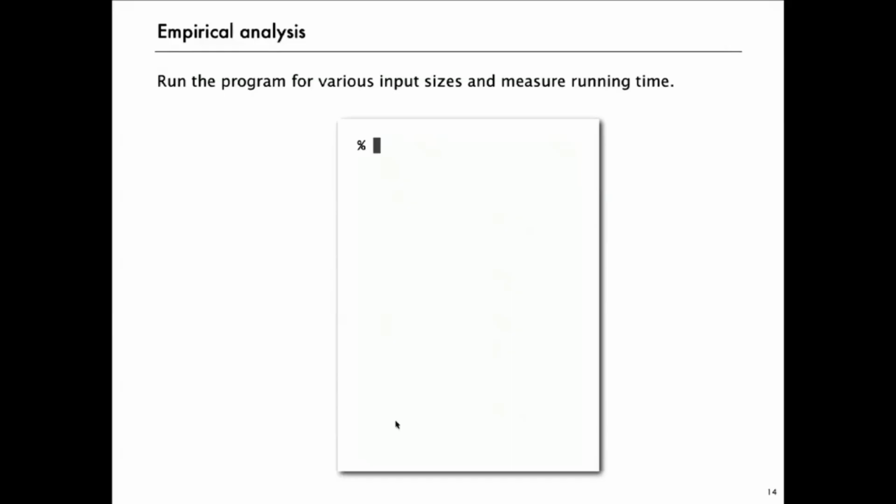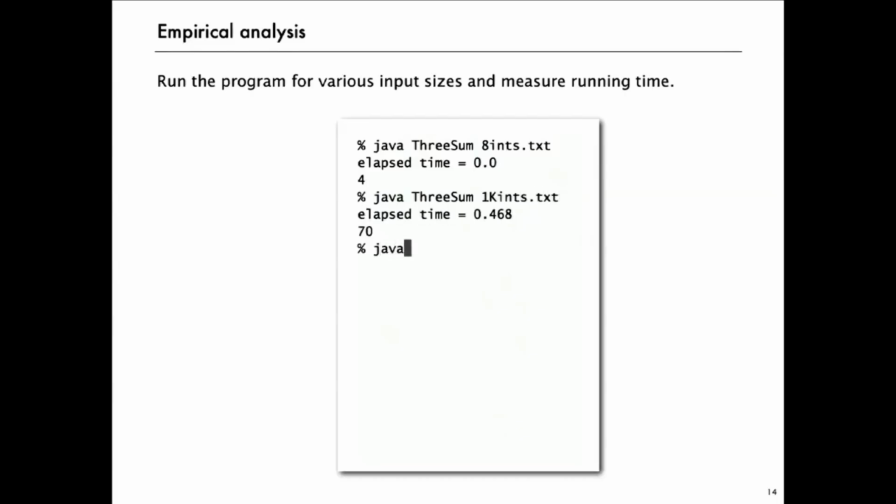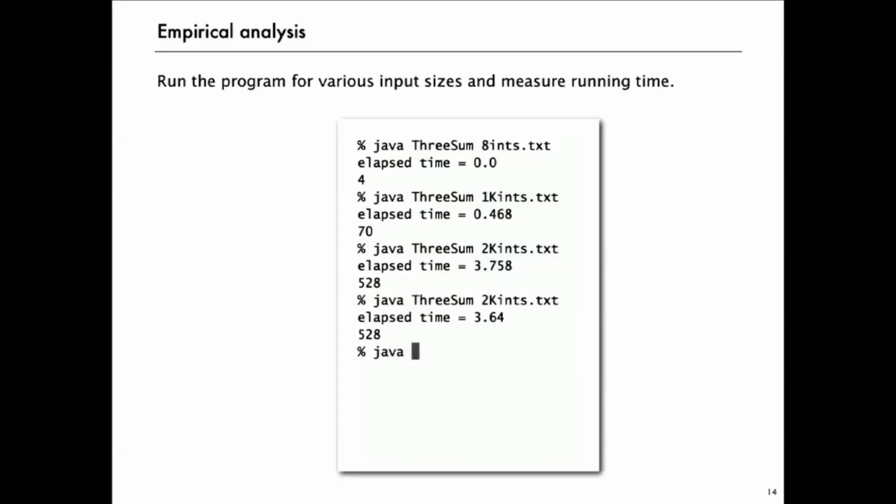Anytime you run a program, if it's set up to easily take input of different sizes, a natural thing to do is just run it for bigger sizes. So for 8 ints, this program takes not too much time. For 1,000 ints, it takes half a second. For 2,000, it takes more time. That's 3.7 seconds. Run it again, still takes 3.7 seconds. For 4,000, so each time we're doubling the size of the input, and it's definitely taking more time each time.